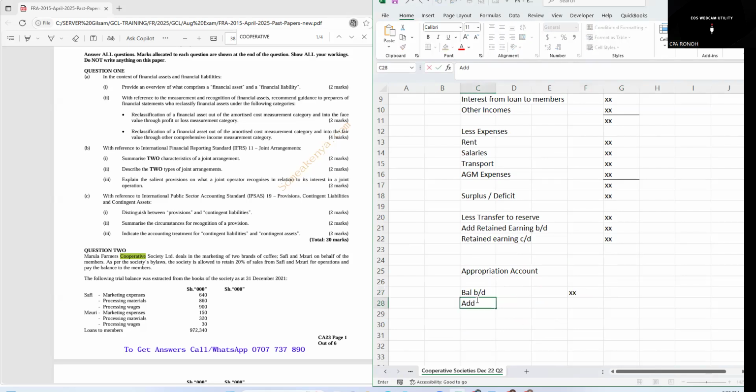You add the surplus if you have, and less deficit if you have the deficit. That you also less the interest paid to members. And you will get balance carried forward. So write this.